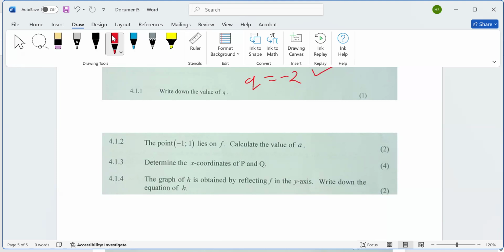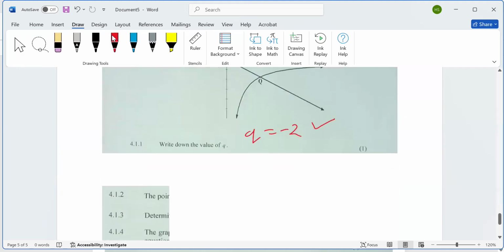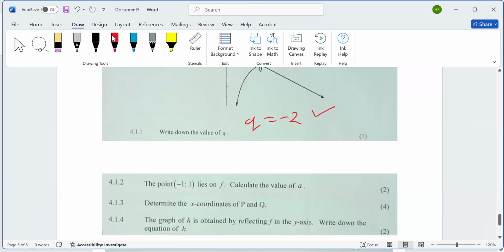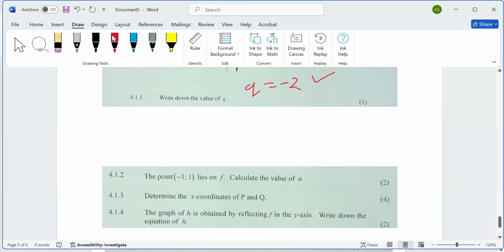Now, the point (-1; 1) lies on f. Calculate the value of a. So we go to number 2. We are given y, which is f of x. f of x and y represent the same thing. It's a all over x minus 2, because I already know what q is. The value of q is equal to -2.